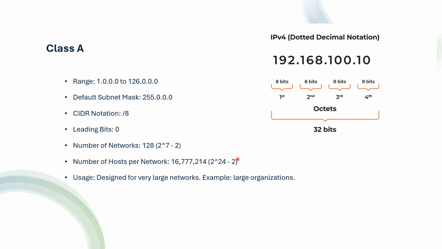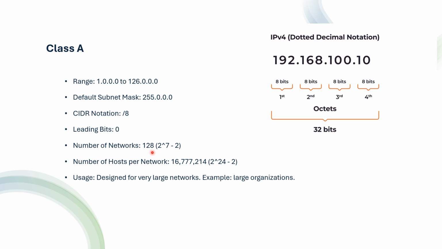And we know that the address is of 32 bits, in which 8 bits are for the network address, and the remaining 24 bits are for the host address. So we can again calculate. Sorry, the number of networks was 128, and the usable number of networks was 126.